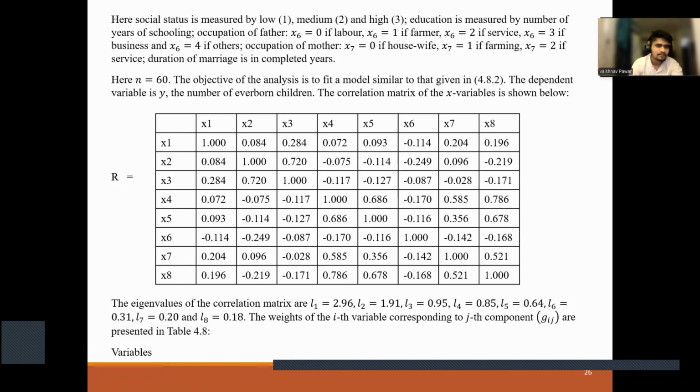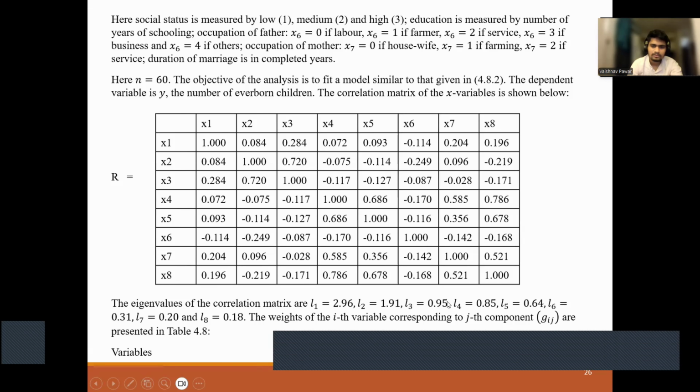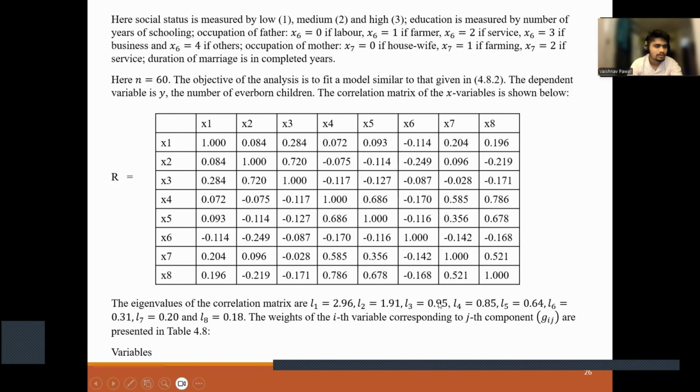After that, the eigenvalues of the correlation matrix are 2.96, 1.91, 0.95, lambda 4 equal to 0.85, and 0.64, respectively, and so on. Larger eigenvalues mean the most important components. Smaller eigenvalues mean less important components.